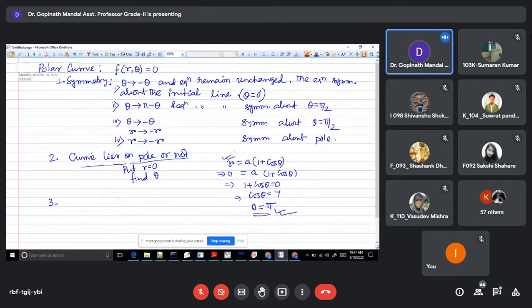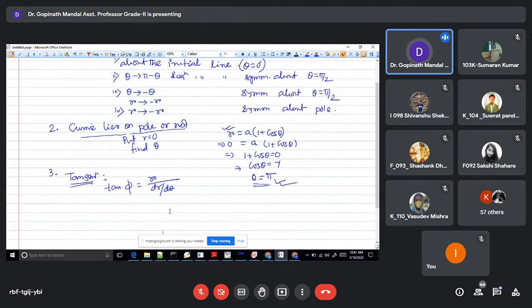Find theta. Third is tangent. For the tangent, tan phi is the angle of the tangent. So the value of tan phi will be r by dr/d theta. So we have to find the value of phi.